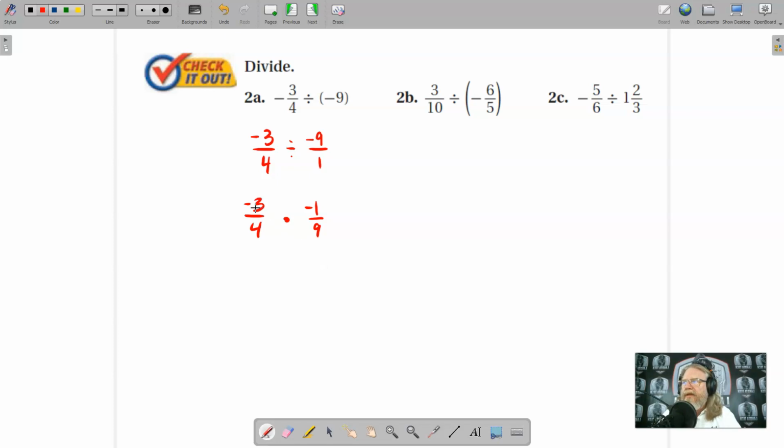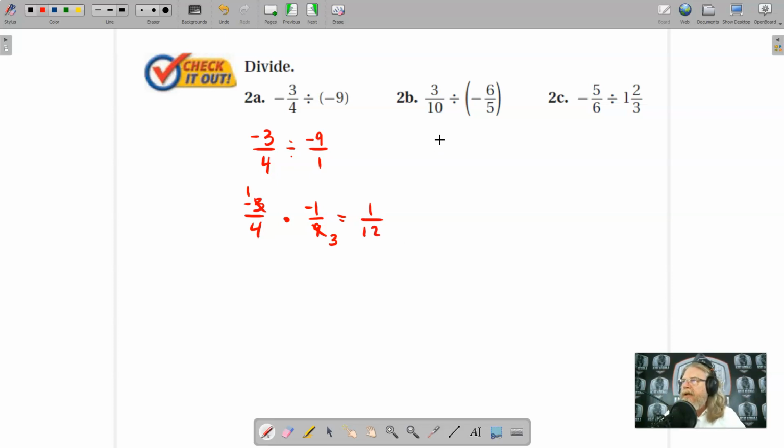Now I do notice that 3 and 9 share a common factor of 3, so let's cancel that. Or not really cancel it, but we're dividing 3 by 3 to get 1, and 9 divided by 3 is 3. Now negative 1 times negative 1 is positive 1. Negative times negative is positive. And 4 times 3 is 12.